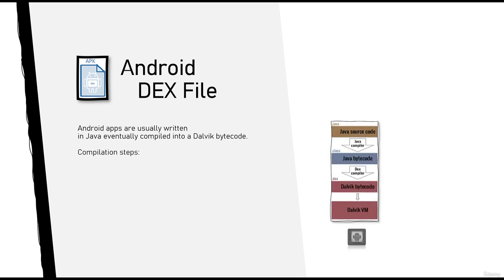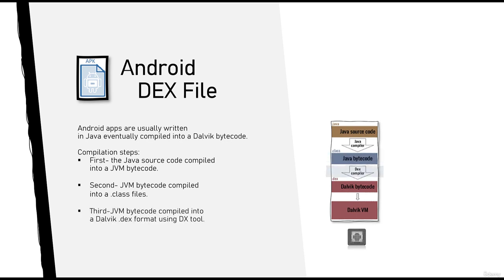The compilation steps are: first, the Java source code is compiled into JVM bytecode. Second, the JVM bytecode is compiled into a class file. The third step is that the JVM bytecode is compiled into the Dalvik DEX format used by DEX tools.